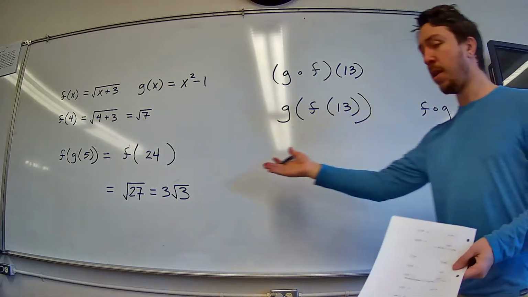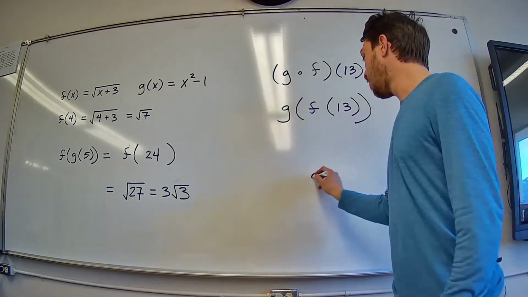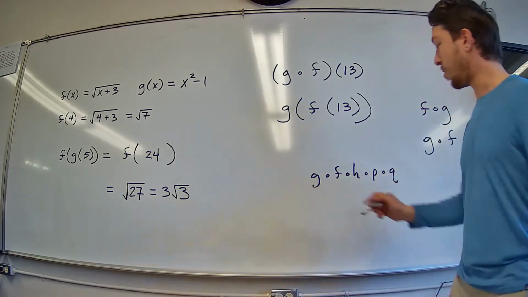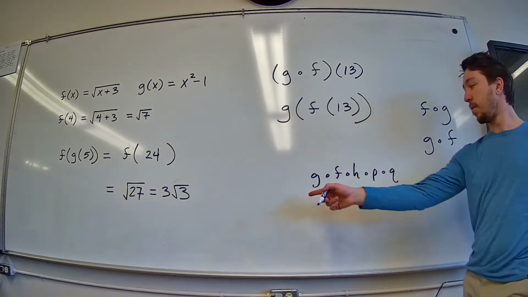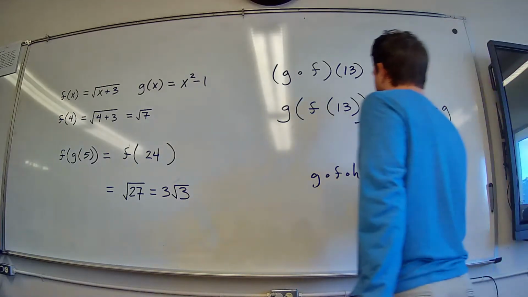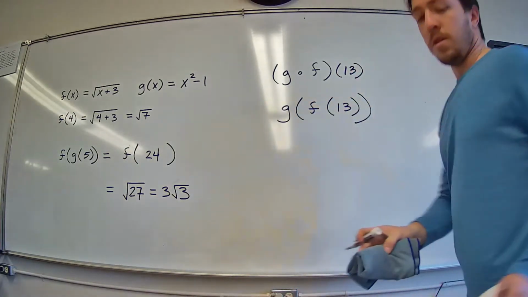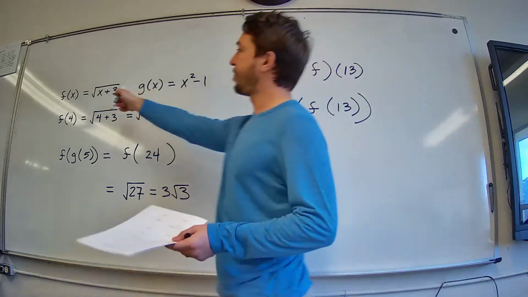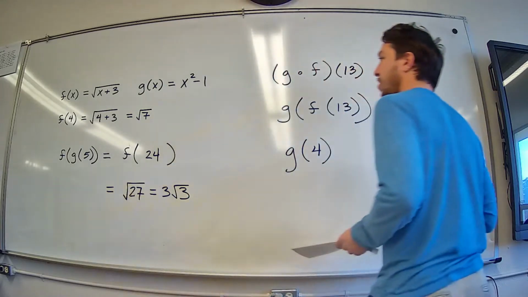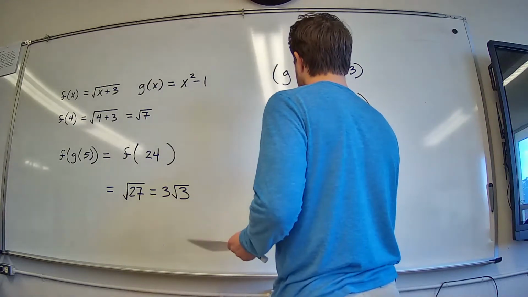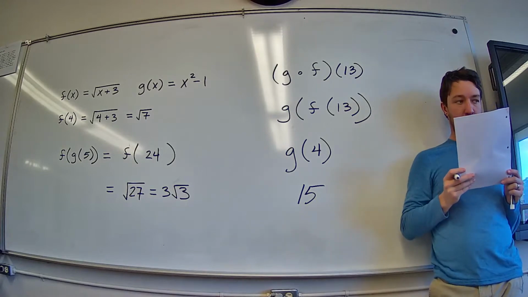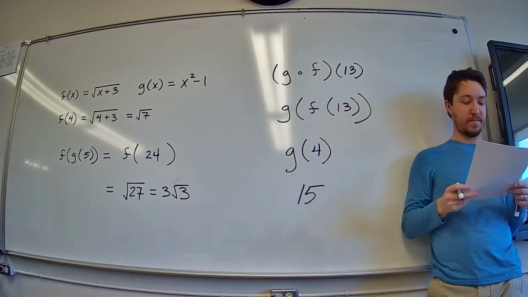And if you wanted to have, for example, a huge composition of functions, like you wanted to have g of f of h of p of q, you could do that really easily, compose 5 functions and not have to use a whole bunch of symbols. So what's f of 13? 4. So this goes g of 4. What's g of 4? 15. Are there any questions? Okay. Sweet.